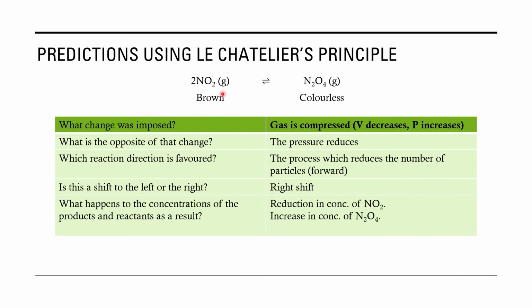What that's going to mean is that we're going to see a favor towards the forward reaction, because the products only contain one particle for every two reactant particles. So by shifting towards the right here, what we're going to end up having is a reduction in the number of particles. What that means is, again, reduction in concentration of reactants, increase in concentration of products.